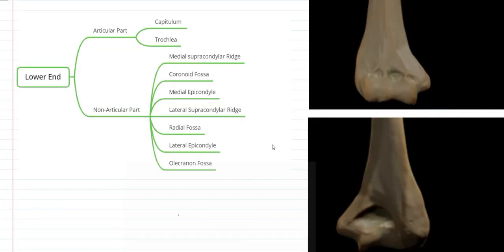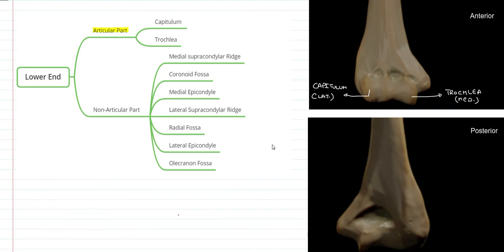The lower end of the humerus can be divided into two regions, that is the articulating region and the non-articulating region. The articulating region consists of the capitulum and the trochlea. The capitulum is present laterally, whereas the trochlea is present medially.